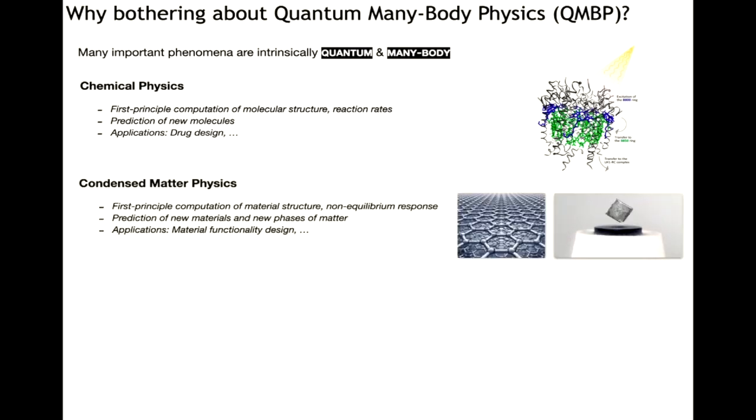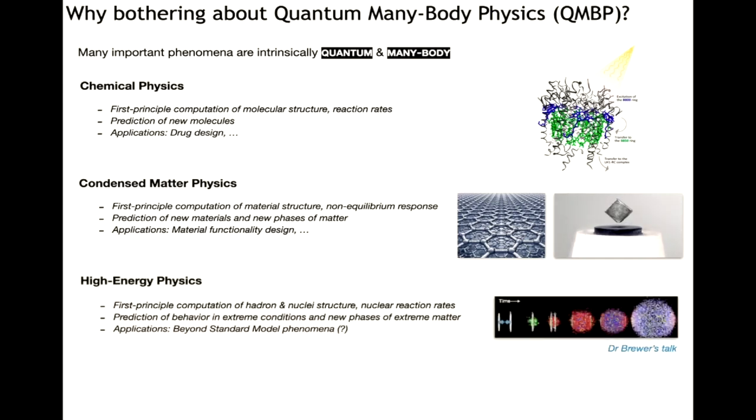Now, let's move to the domain of condensed matter physics. This is close to what I actually do, right? So here, a solution of the many-body problem would give us first principle computation of the properties of materials, for example, of their structure, of their out of equilibrium response, and so on and so forth. And this would give us the opportunity to predict new materials or new phases of matter, for example, the conditions for having high temperature superconductors, and this would obviously be extremely important for applications, right?